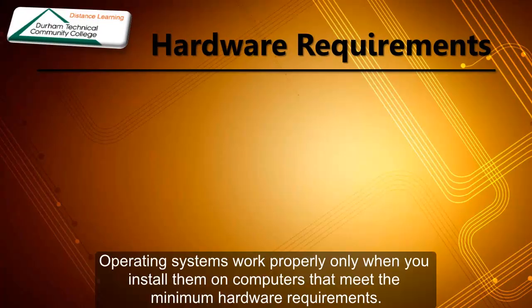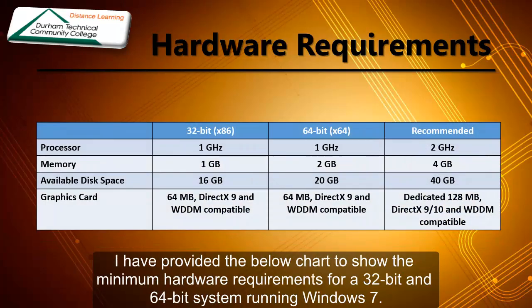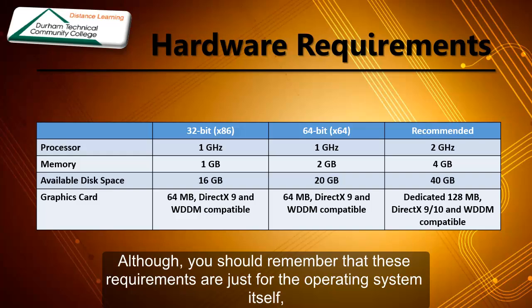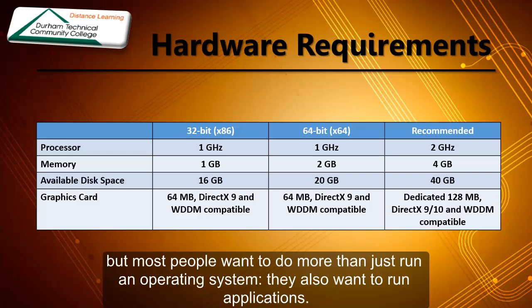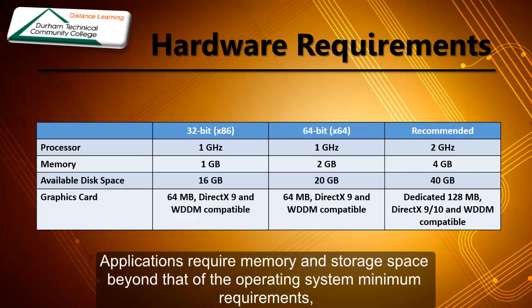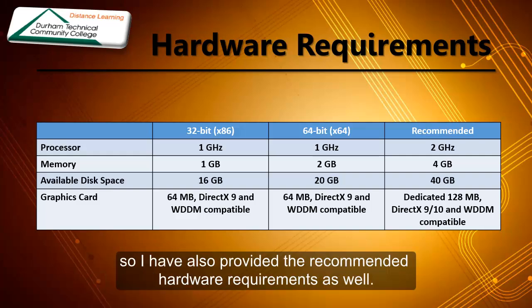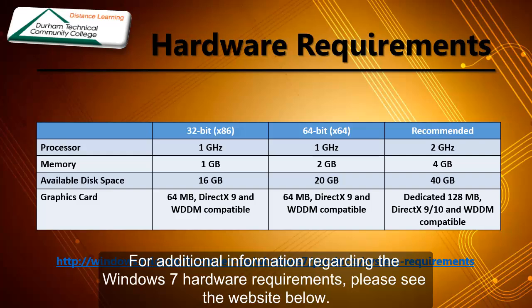Operating systems work properly only when you install them on computers that meet the minimum hardware requirements. I've provided the below chart to show the minimum hardware requirements for 32-bit and 64-bit systems running Windows 7. Although, you should remember that these requirements are just for the operating system itself. But most people want to do more than just run an operating system. They also want to run applications. Applications require memory and storage space beyond that of the operating system minimum requirements. So I have also provided the recommended hardware requirements as well. For additional information regarding the Windows 7 hardware requirements, please see the below website.